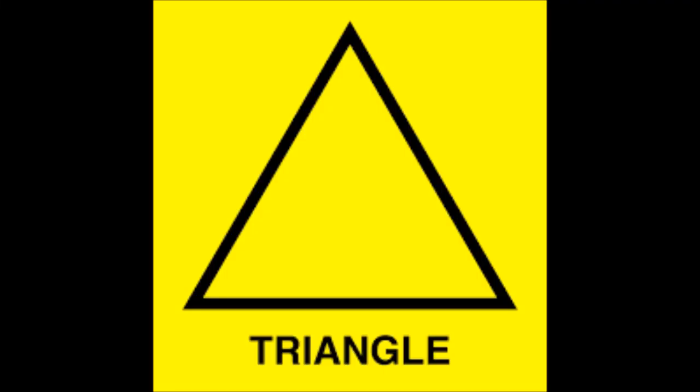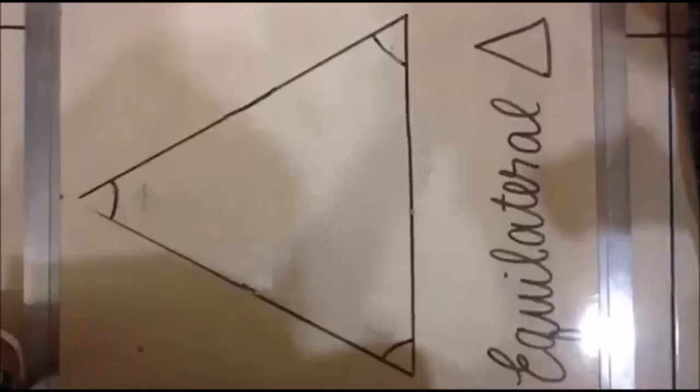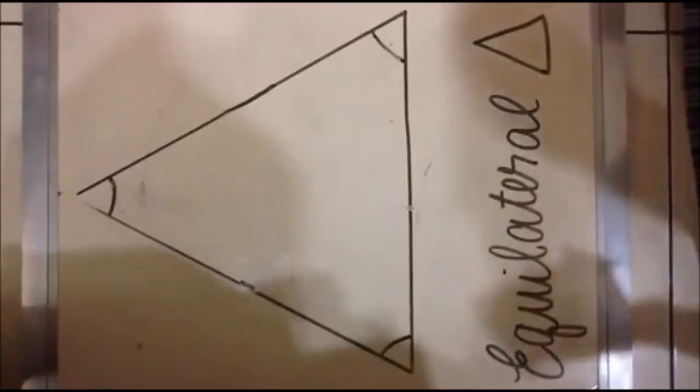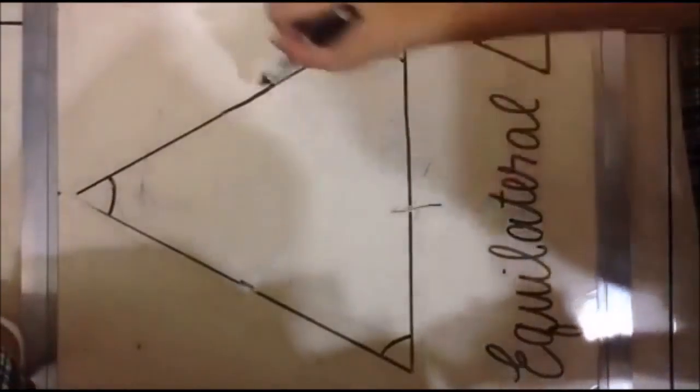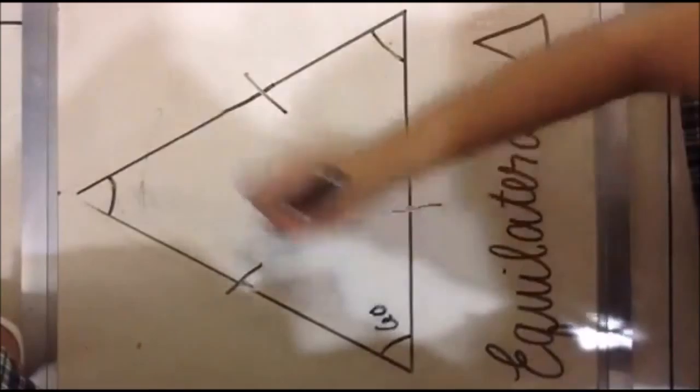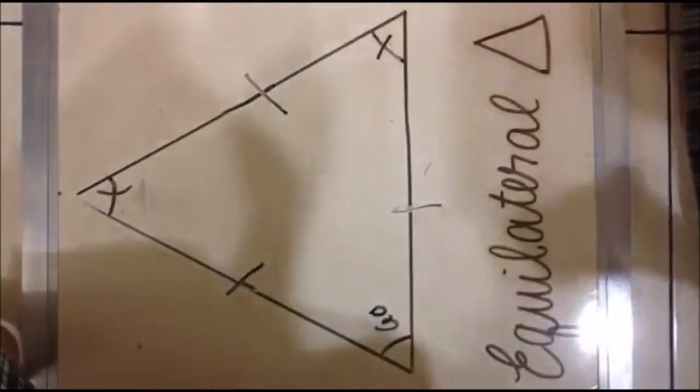Triangles. A triangle is a polygon with 3 edges and 3 vertices. Types of triangles by length of side. Equilateral triangle. Has all sides the same length with all angles measuring 60 degrees.